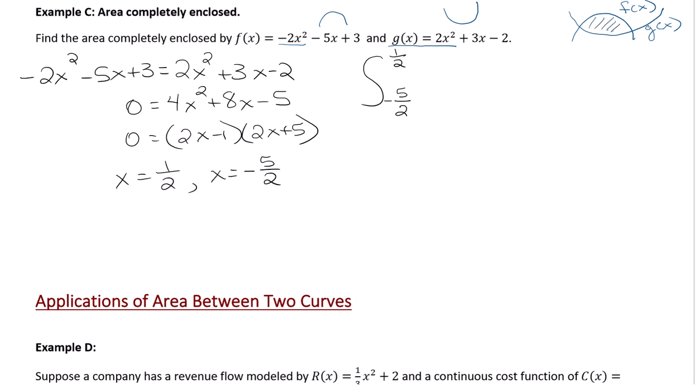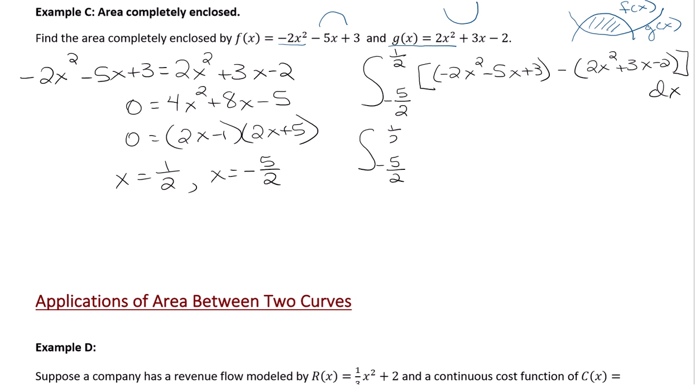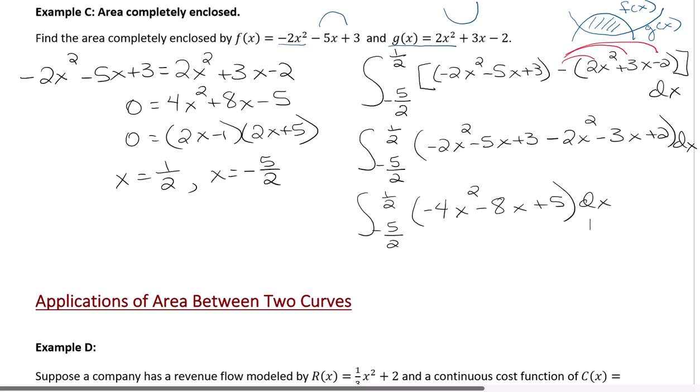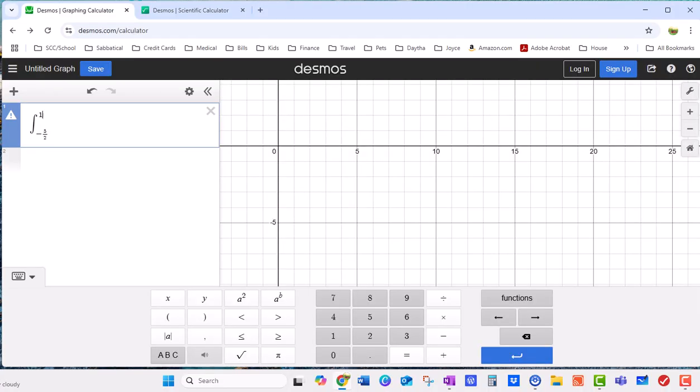So we will take the function of f of x minus the function of g of x. We can do a little bit of algebra to make this a little simpler if we distribute that negative and then combine like terms. Again, we can put this in our Desmos, and we get an area of 18.